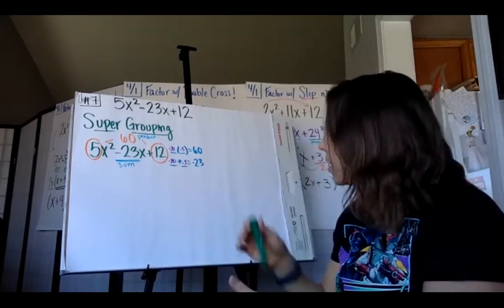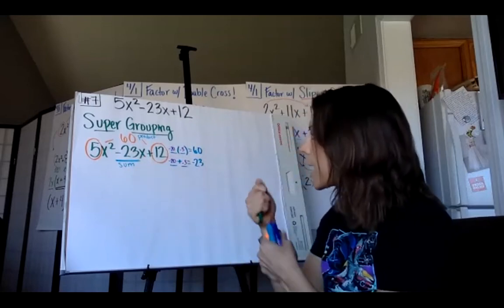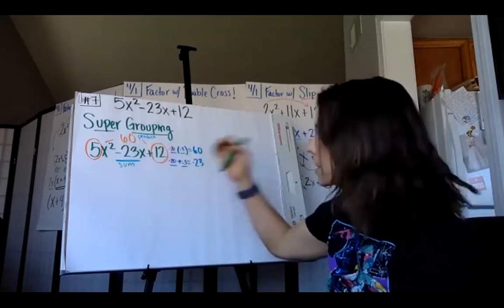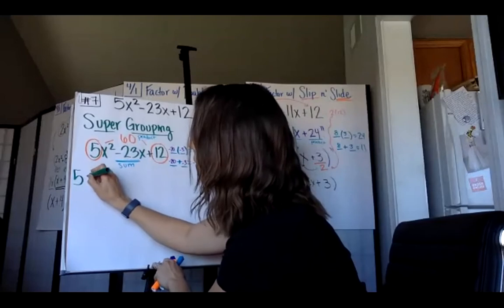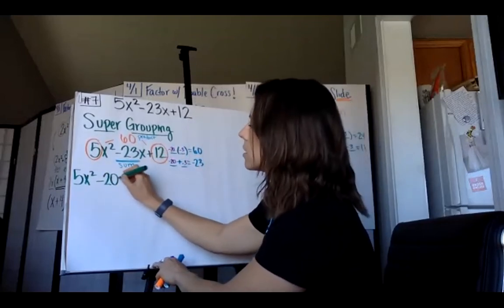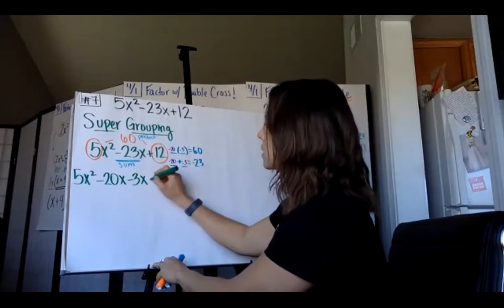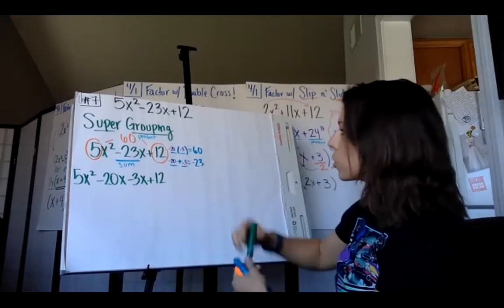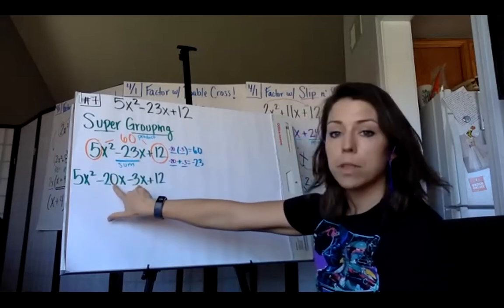All right, from there, we take these two and we're going to split this middle term into negative 20x and negative 3x. Order doesn't matter, you can also do negative 3x and negative 20x. So here we go, first term is still the same, 5x squared. Bring in negative 20x minus 3x, because negative 3x, and then bring down the last term plus 12. So again, in super grouping, you play the P's and Q's game, but you do it to split up the middle term.